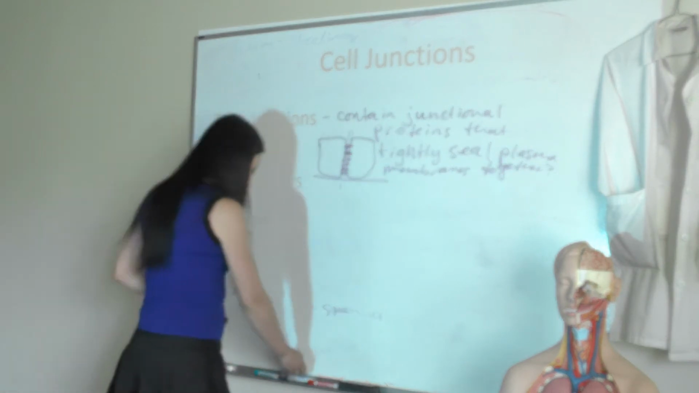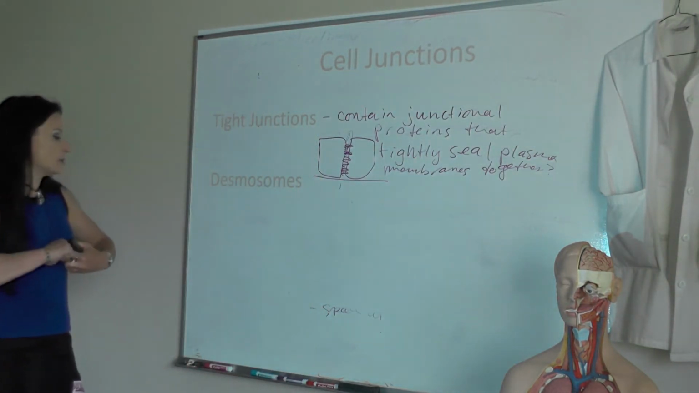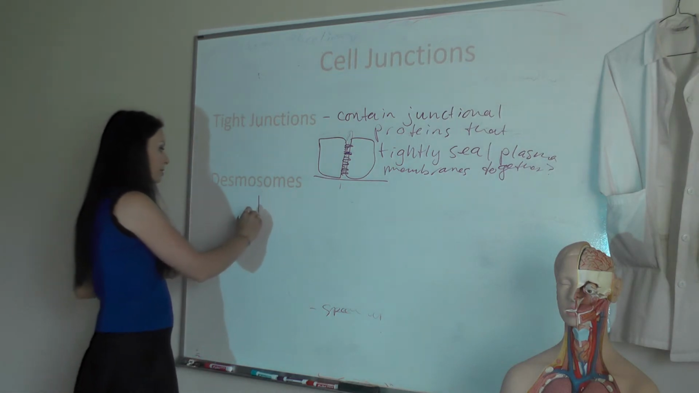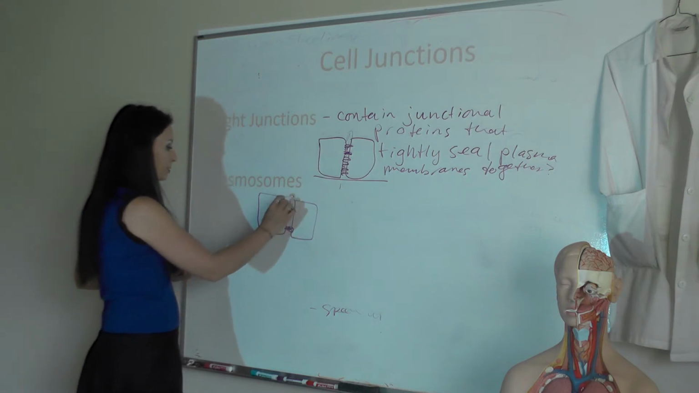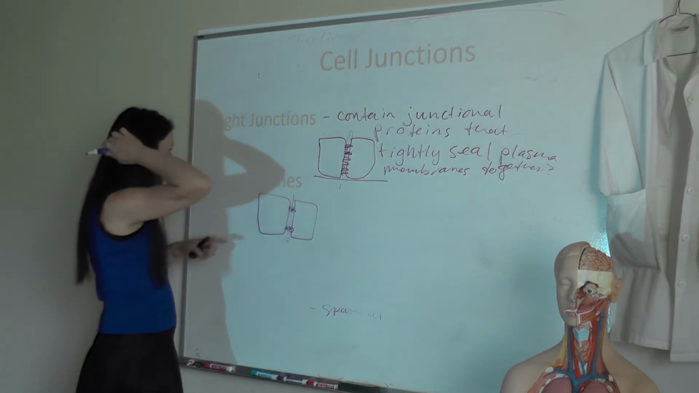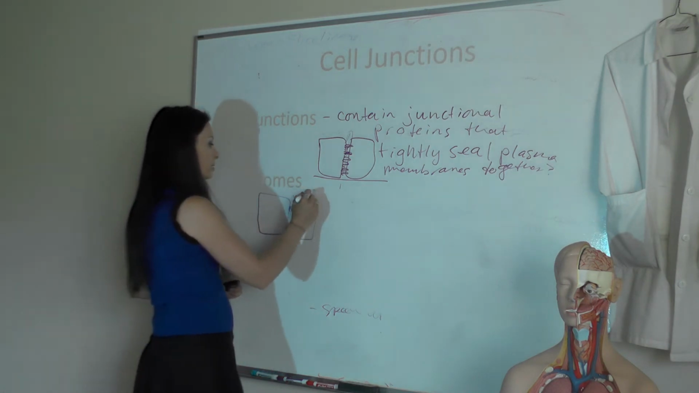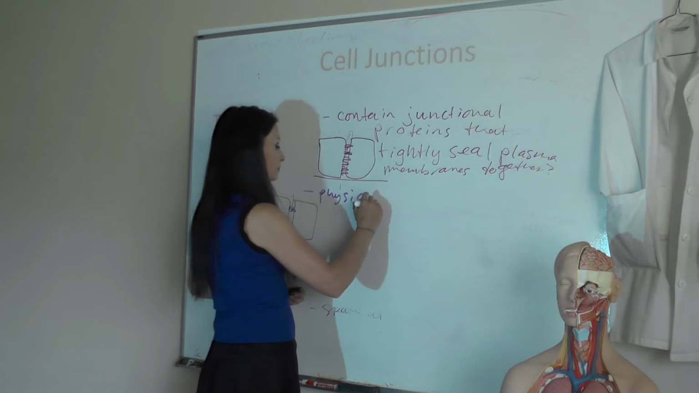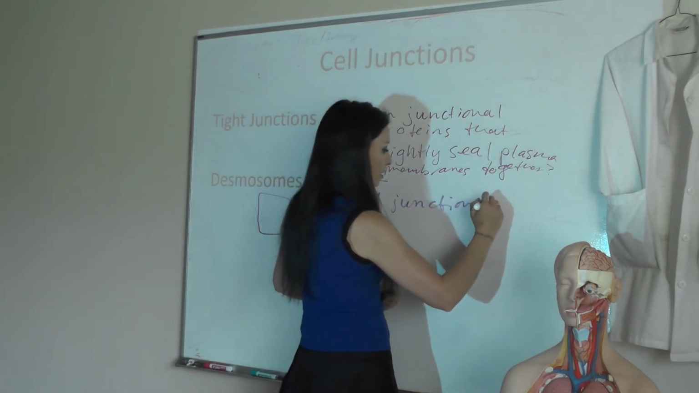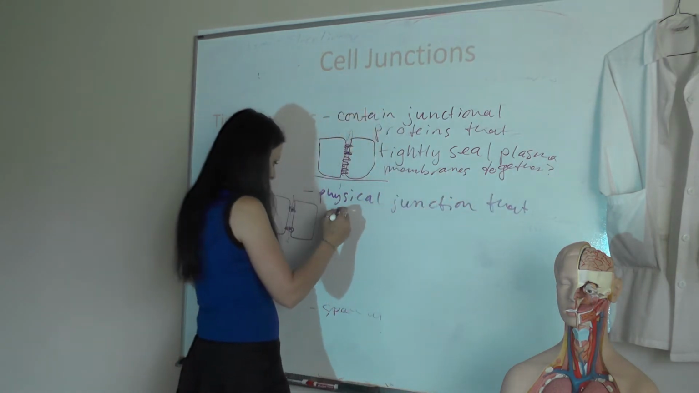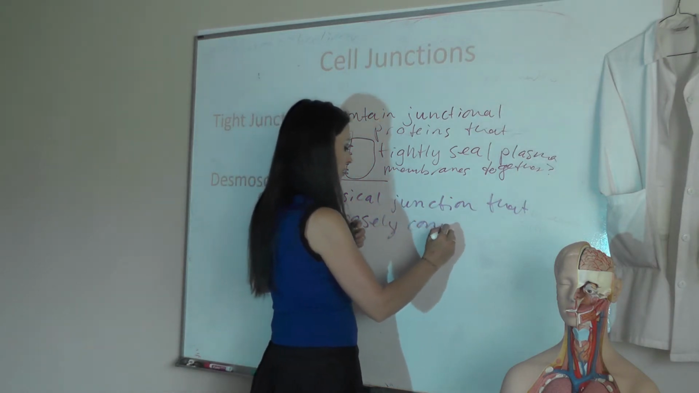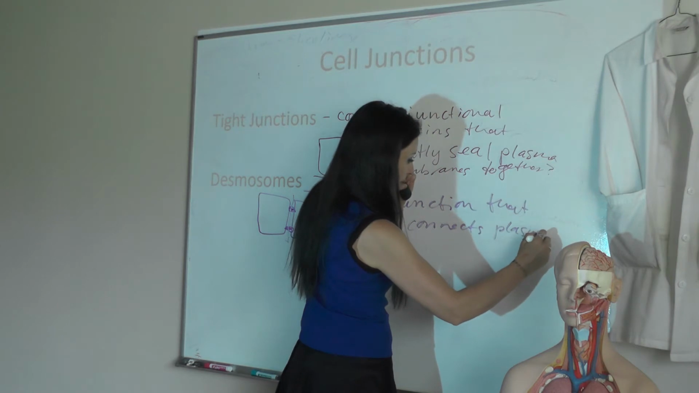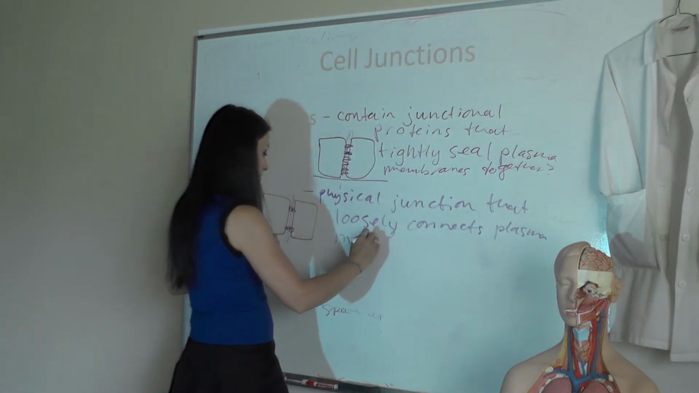Okay, our second type of cell junction is a desmosome. And these are also physical junctions, but now these are more like snapping our cells together. So right here we might have one, right here we might have one, and so some stuff can get through. It's not as great a seal as the tight junction is. So we could say this is a physical junction that loosely connects plasma membranes. It's not professional to say snap. Snaps it together. That's what happens though.